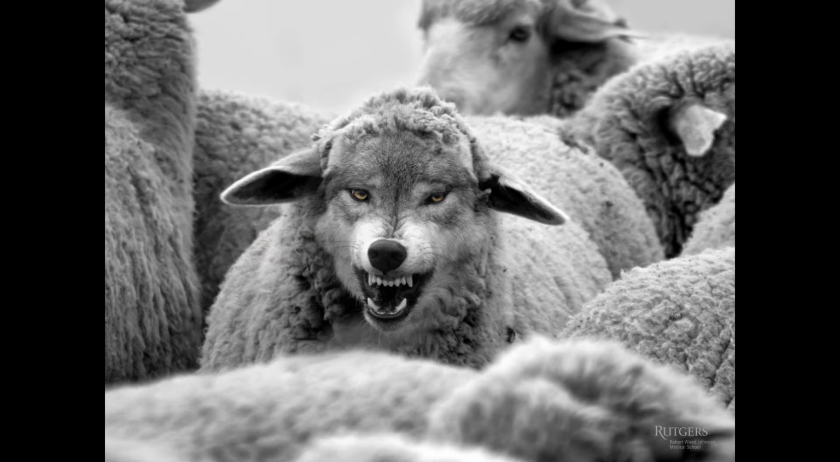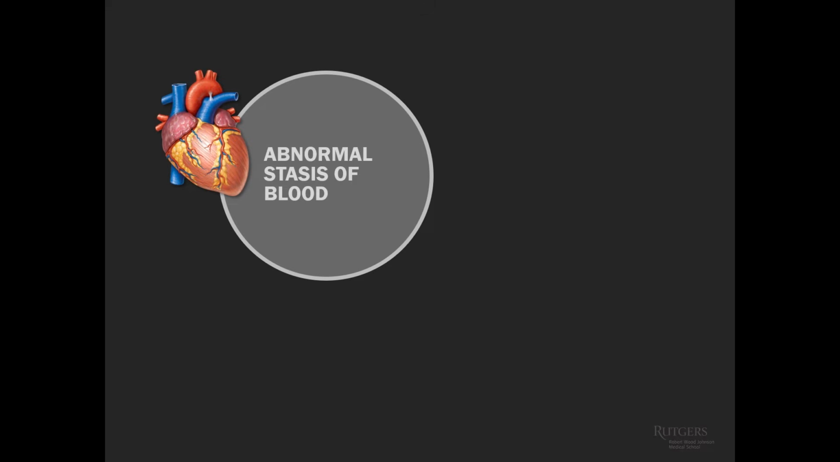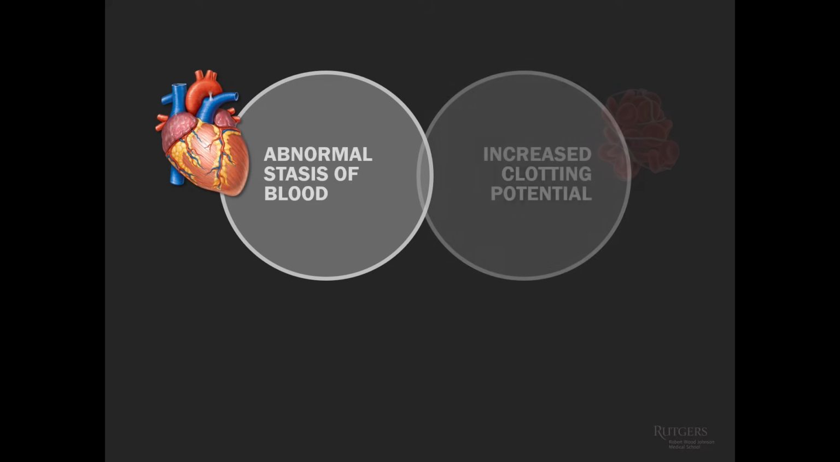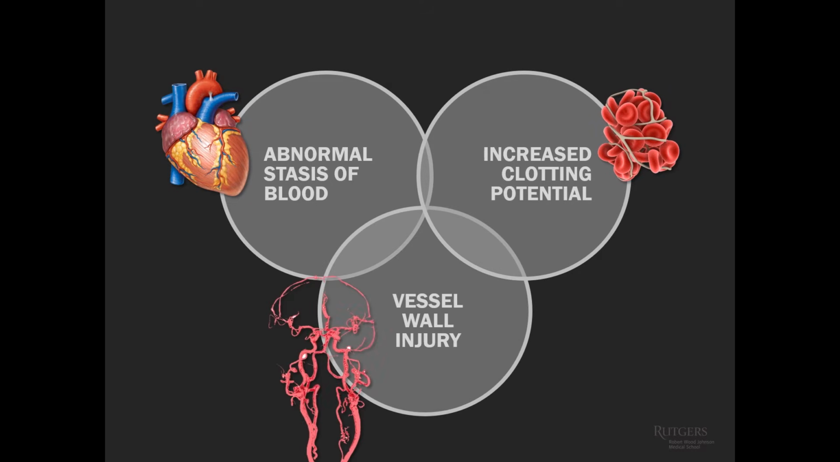So we absolutely must find the wolf among the sheep. So who remembers the Virchow's triad? Rudolf Ludwig Karl Virchow was a 19th century German physician, among other things, who proposed a simple idea that in order to form a thrombus, the body needs 3 conditions: abnormal stasis of blood, in the heart for example, increased clotting potential, and endothelial injury, or vessel wall injury.